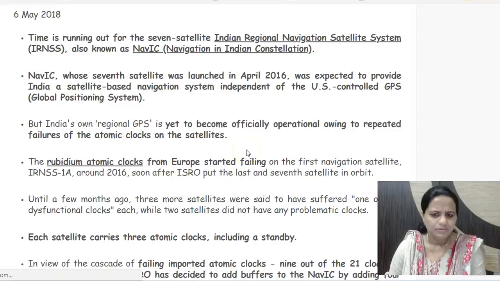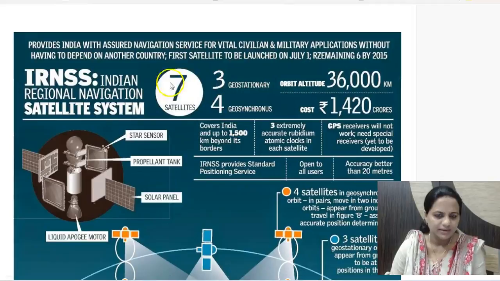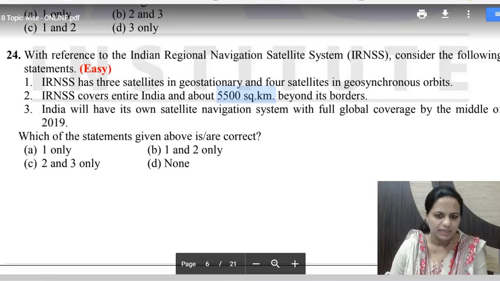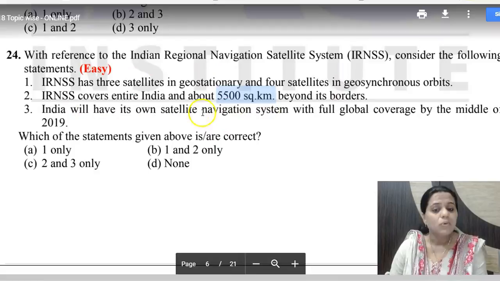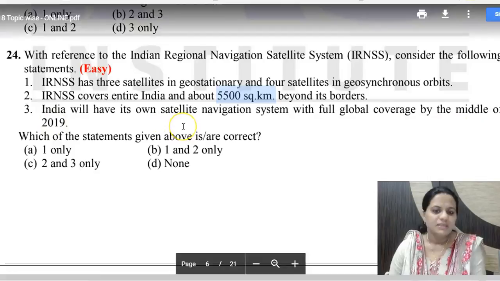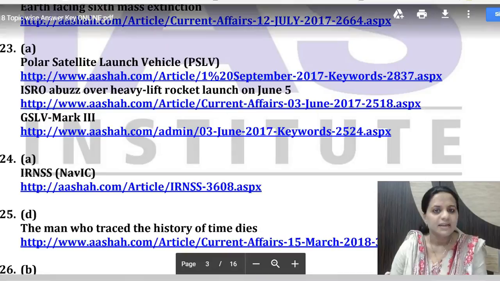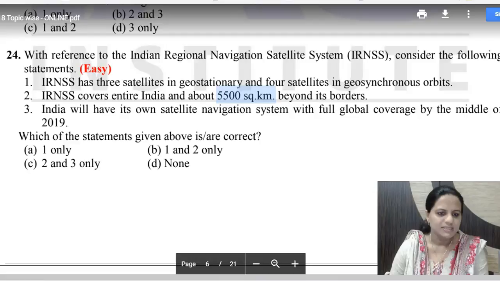So here you can see three geostationary and four geosynchronous orbit satellites are there, seven satellites in this constellation, and it provides coverage of up to 1500 kilometer beyond India's border, and here it talks of 5500 square kilometers. So second statement is incorrect. Three and four satellites information is correct, and India will have its own satellite navigation system with full global coverage by middle of 2019 is incorrect. So full global coverage is not what IRNSS is targeting. IRNSS is targeting coverage of India and the neighborhood. So here the correct answer is A, one only. Two and three statements are incorrect.